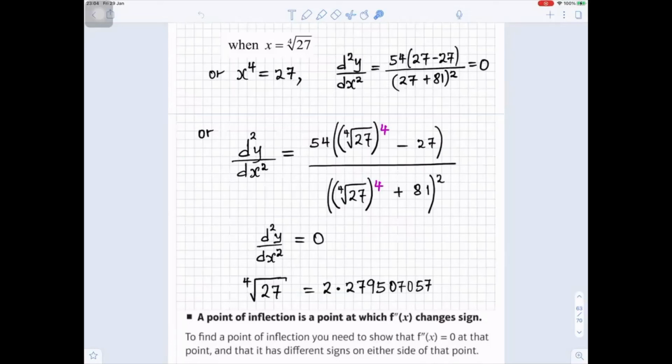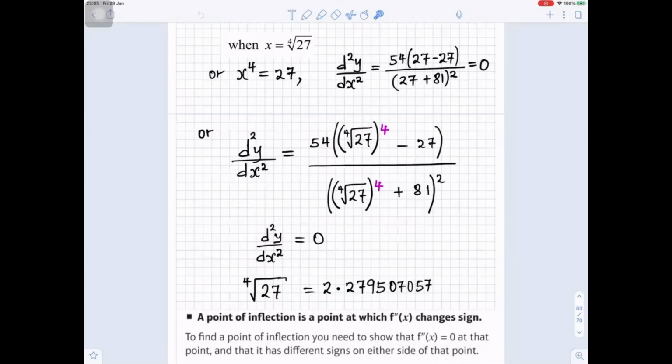If you wanted, you could just substitute the fourth root of 27 for x, put it to the power 4 in your calculator, and you will still get 0. And you've shown that d squared y over dx squared is 0. So that could be a point of inflection. And the fourth root of 27 is 2.279. Now we've got to investigate to confirm, because just being equal to 0 does not mean it's a point of inflection.